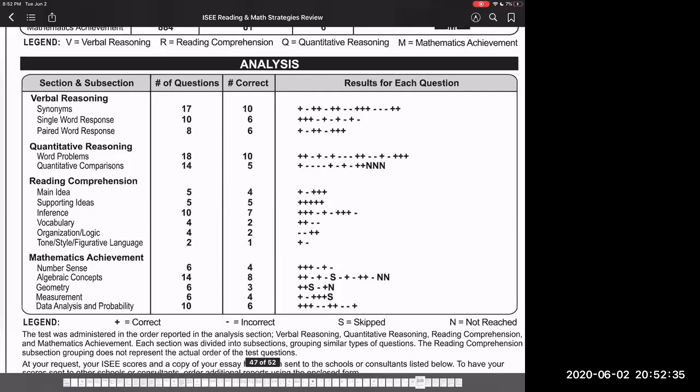If you're doing ISEE, you have to do a lot of SHSAT. And remember, we're also running a blended class, which is going to be ISEE and SHSAT.